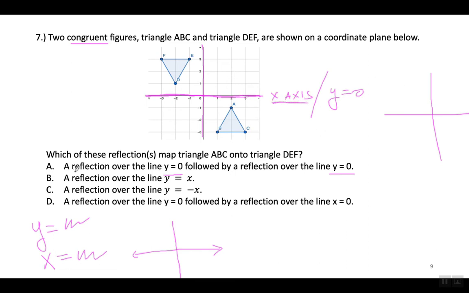Alright, so this is saying a reflection over the line y equals 0. So if I reflect this shape, this triangle, over the line y equals 0, I'm going to get this. More or less. I'm just drawing it wherever. That came out horrible. Alright, but whatever. It's going to be more or less right here, okay?